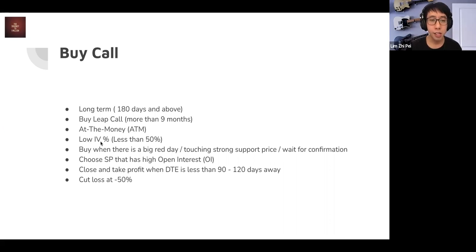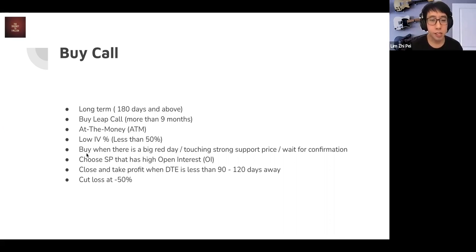As you can see here, we are looking for low IV, which is less than 50% as a rule of thumb. This is because IV is also part of the premium of the option contract. So when we want to buy a call option, we want to pay less premium. We want to use less money. That's why we are aiming for low IV.